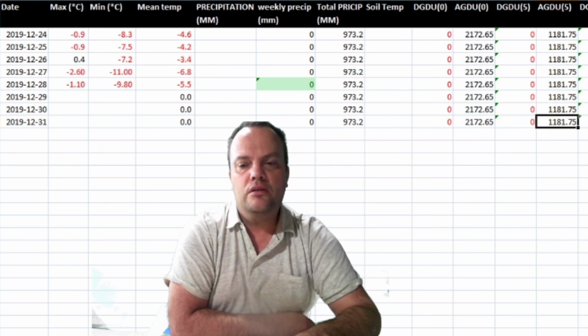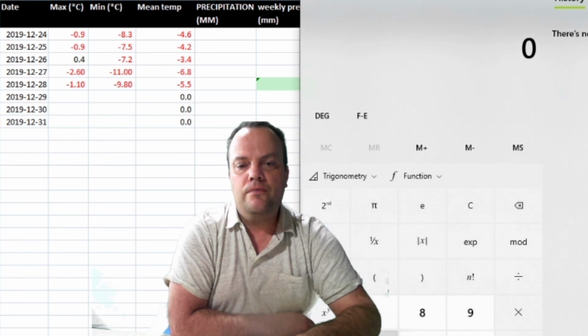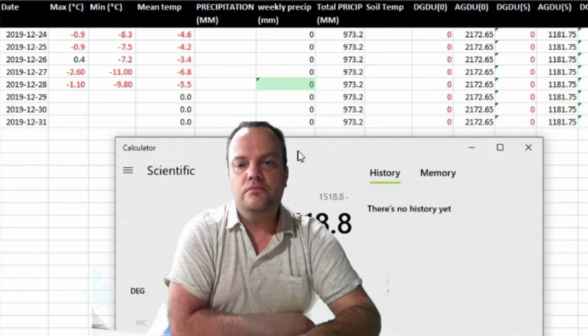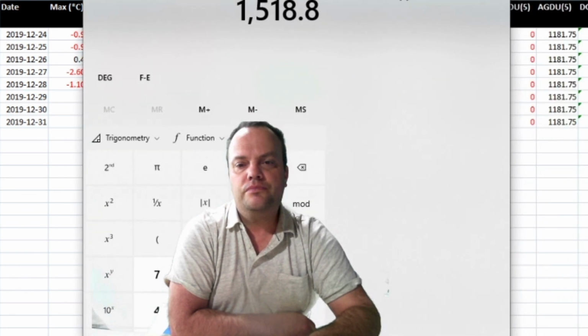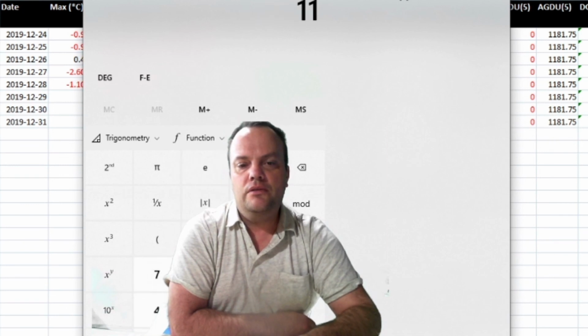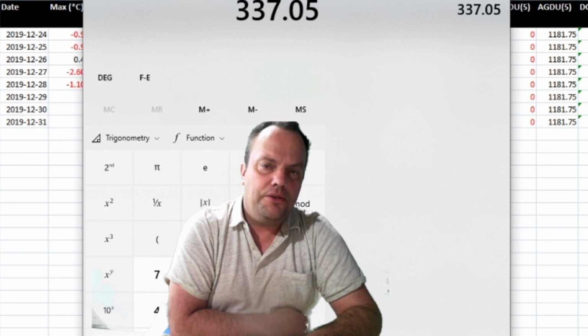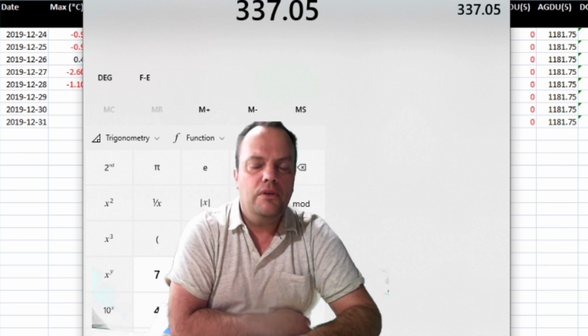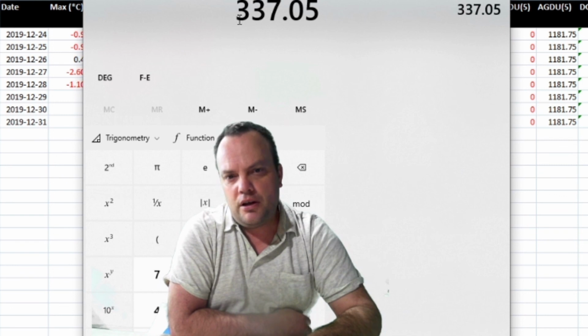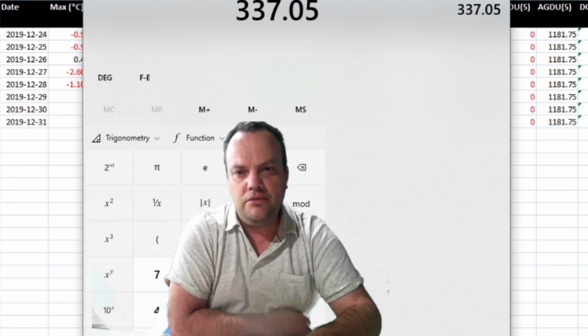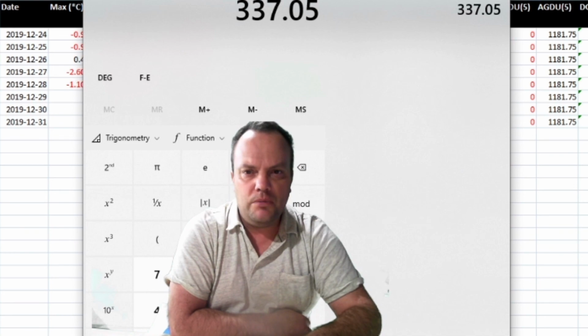So that is 1,518.8 minus 1,181.75 equals 337.05. So my garden area got an extra 337 growing degree units as opposed to the government monitoring station.